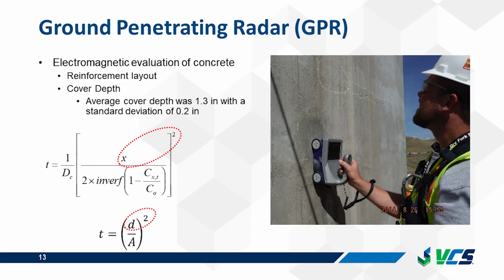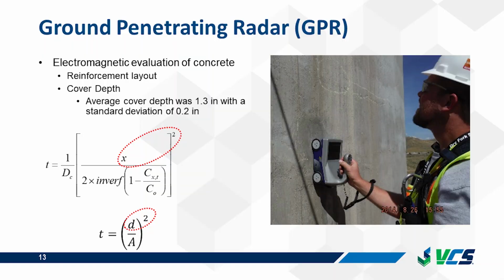As you can see in the equations below, the top equation shows you the time to chloride-induced corrosion initiation, and cover depth X here is squared. And the equation below shows the time to initiation of chloride-induced corrosion, and the cover depth D here is squared again. We knew that the cover depth from the original drawings was rather shallow, but as we know, what was specified and what's in the field can vary, so we wanted to verify what the actual cover depth was. And it was pretty close to the specified. The average cover depth was 1.3 inches, and the standard deviation was 0.2 inches.